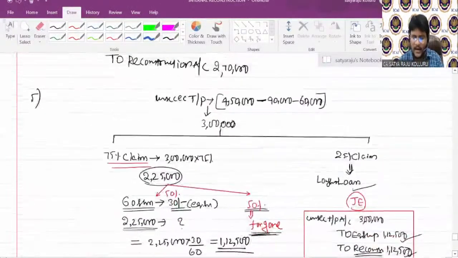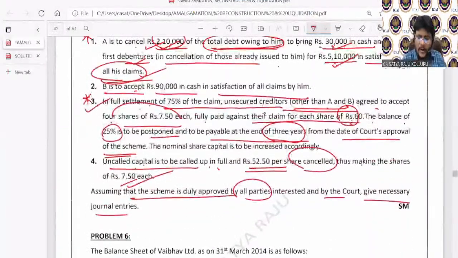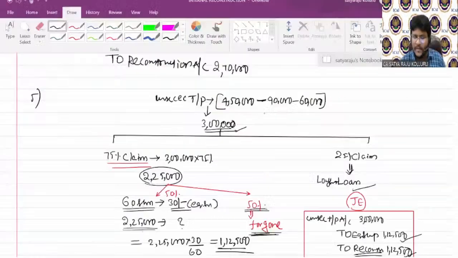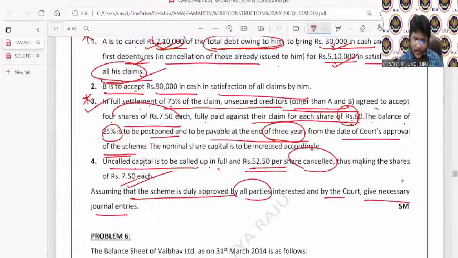If you observe, first I started with such claims. Now out of such claims, he is talking about 75% of the claims. In full settlement of 75% of the claim. That's why I divided into 75% of the claim as well as 25% of the claim. So 75% of the claim means 3 lakhs into 75% is 2,25,000. 25% of the claim means 3 lakhs into 25%, which is 75,000. Now for 75% of the claim, they agree to accept 4 shares of 7.50 each, fully paid, against their claim for each share of 60.